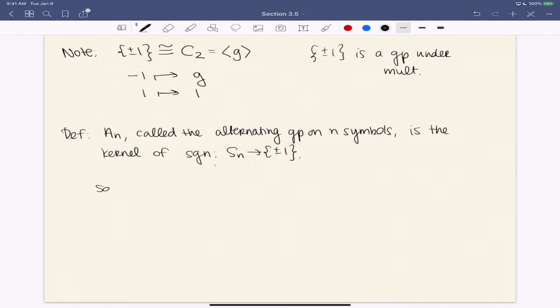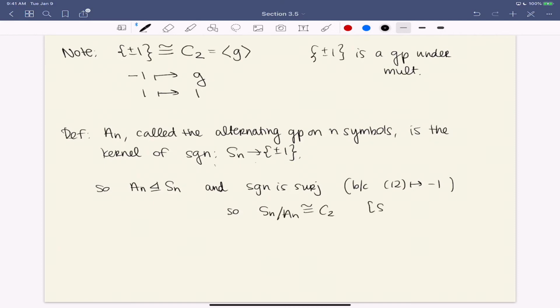So A_n is a normal subgroup in Sn, and sign is surjective because say (1 2) goes to -1, right? That's an odd element, so something goes to -1, and sign is surjective, so Sn mod A_n is isomorphic to C2, and in particular, the index of A_n in Sn is just 2.